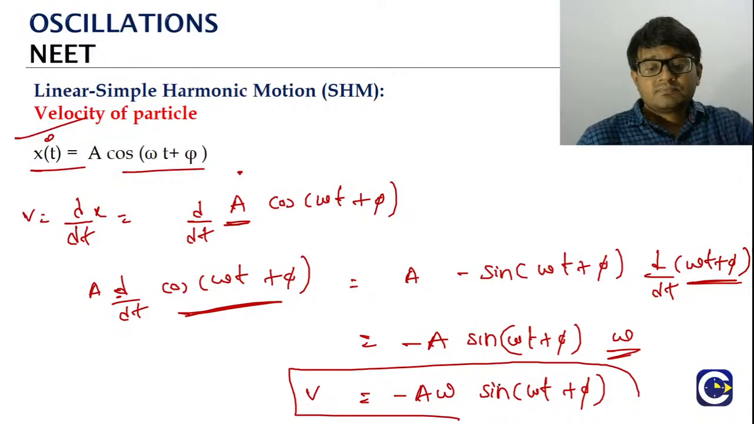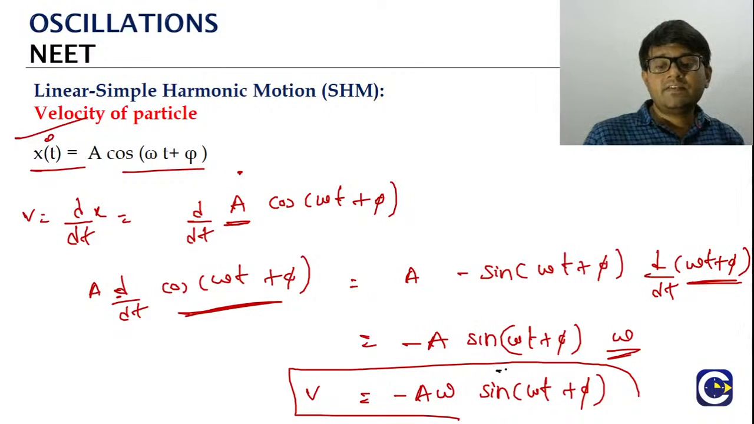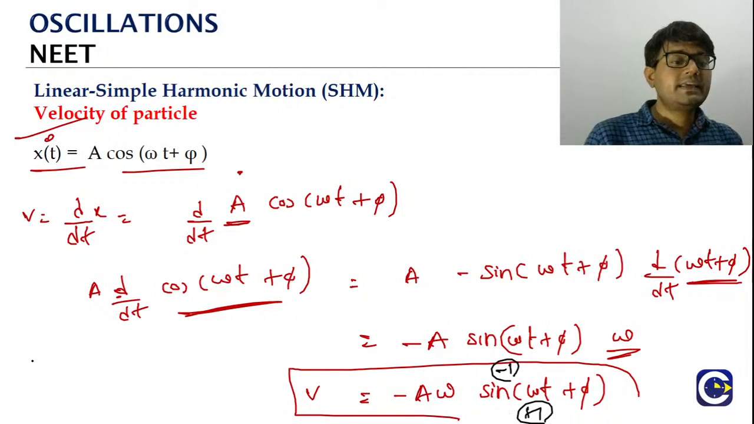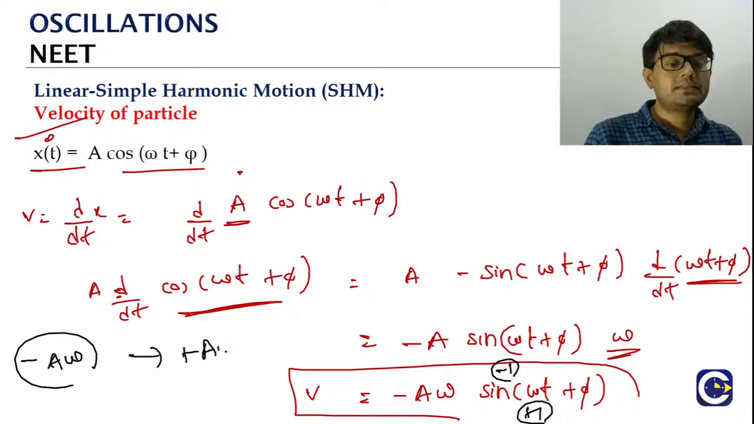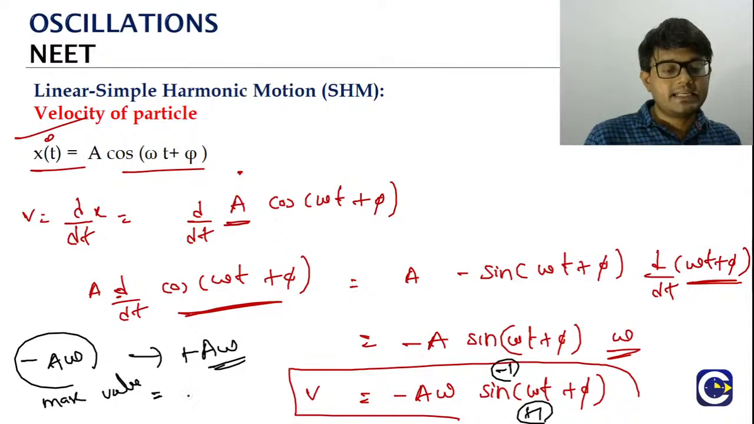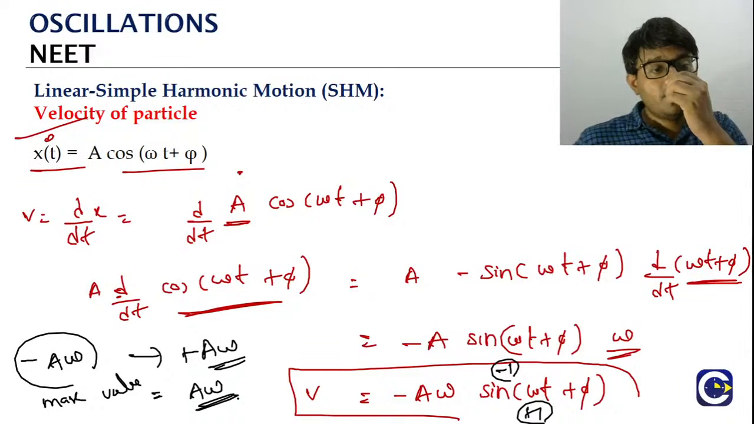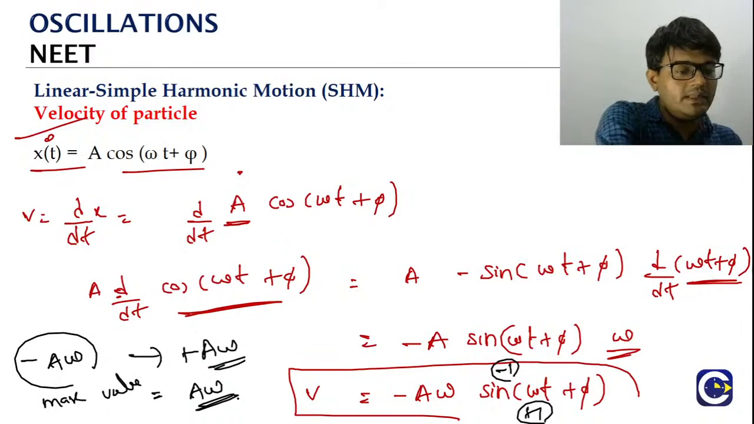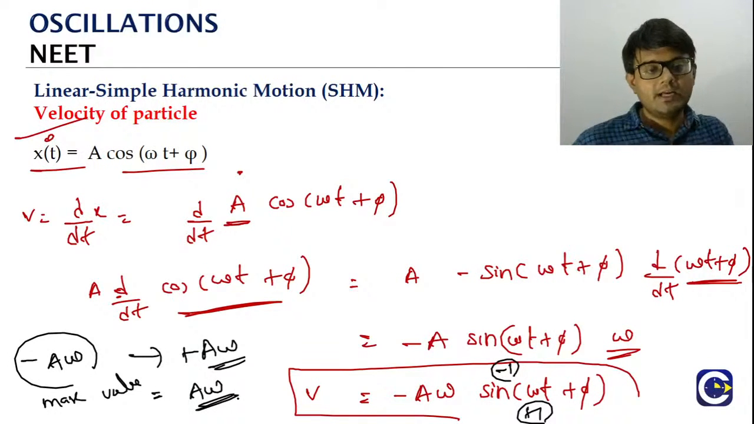The sin function can vary between minus 1 and plus 1. So the velocity can vary between minus a omega and plus a omega. The maximum value, taking the modulus, is a omega. That is the maximum value of the velocity of the particle, v max. So the maximum velocity of the particle is a omega.